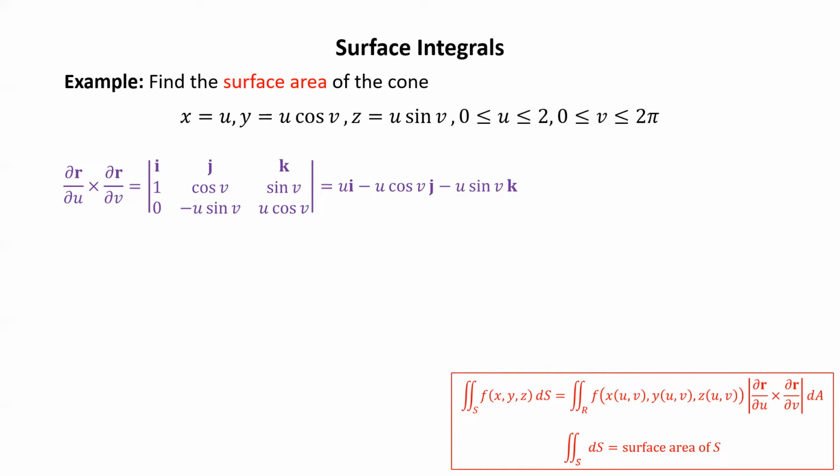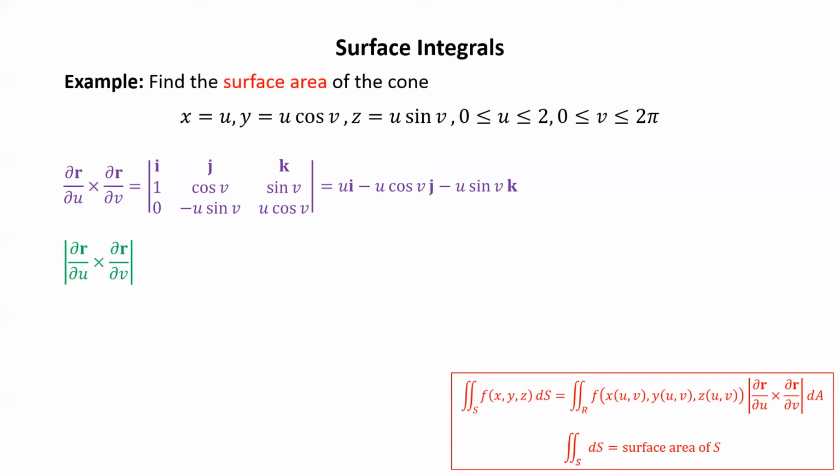When we take this determinant for the i component, we get u cosine squared v minus u sine squared v, or equivalently u times cosine squared v plus sine squared v. Since cosine squared v plus sine squared v is 1, we just get u. For the j component, we get 0 minus u cosine v. And for the k component, we get minus u sine v minus 0, or just minus u sine v.